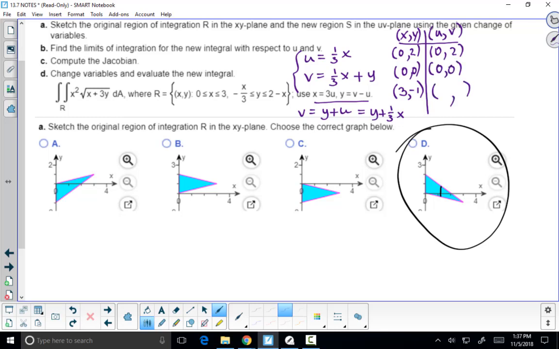Here, plug in 3 up there, so we get a 1. And then we get a 1 minus 1, which is 0. So in the UV plane, we have (0, 2), (0, 0), and (1, 0). So we get this triangle in the UV plane. It'll be our secondary domain. That triangle is going to be easier to integrate over than the first triangle. I mean, not a ton, but that first thing looks pretty hideous to integrate over that triangle.